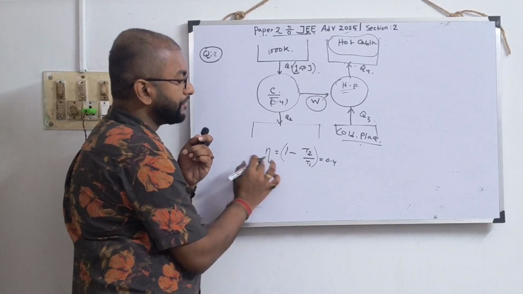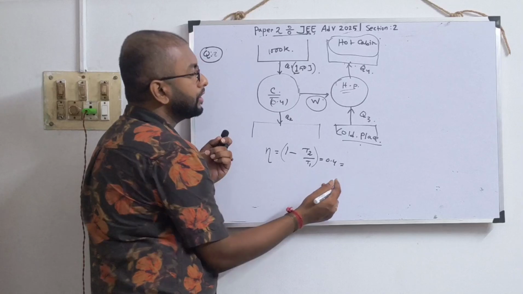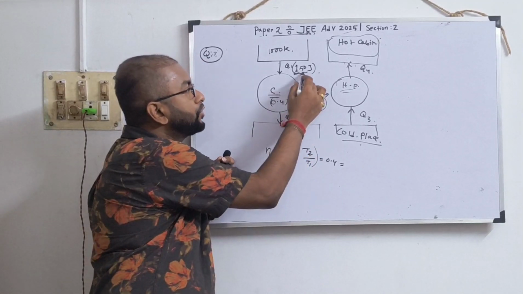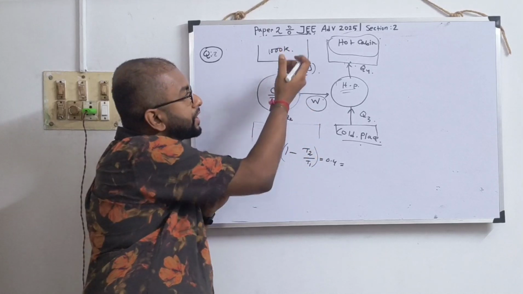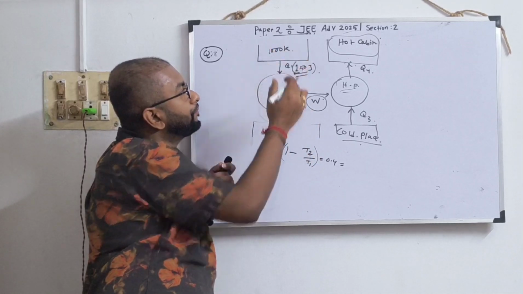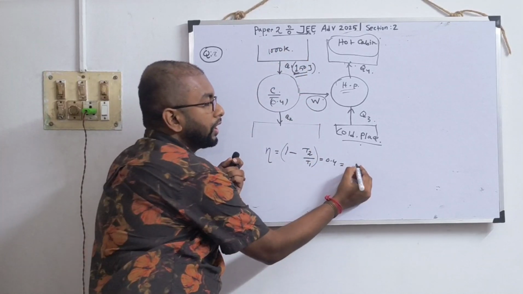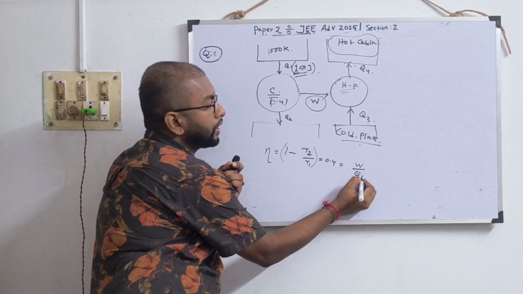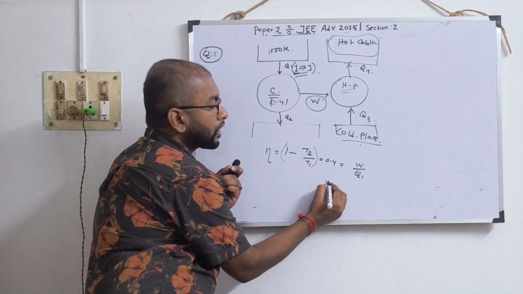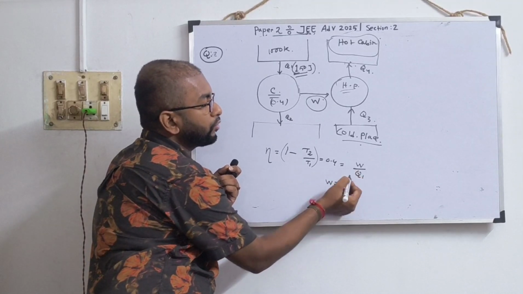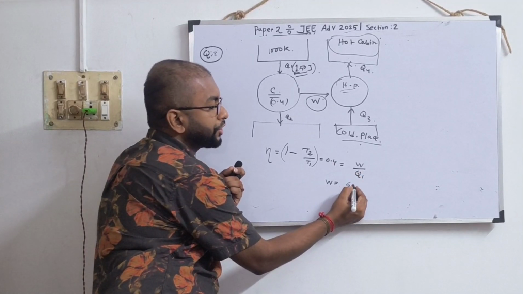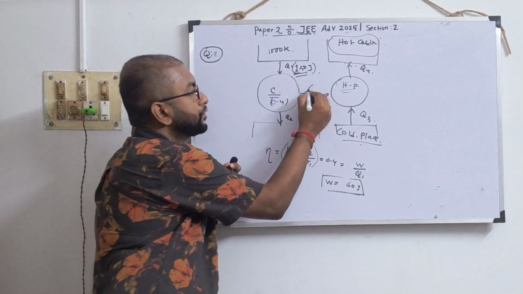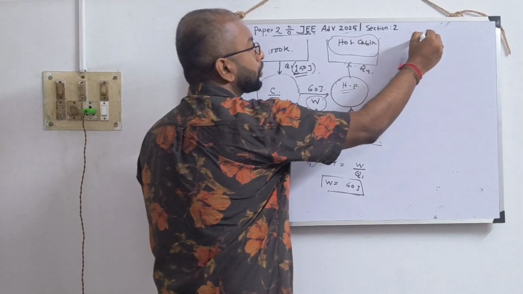And what is the meaning of the efficiency? Meaning of the efficiency is how much work output it is able to give for 150 joule of heat extracted from the source. That means work output by heat input, that is Q1, is 0.4. So what is the work output? Heat input is already given, 150 into 0.4, that is 60 joule. So 60 joule will be the work output of the Carnot engine. So option number A is correct.